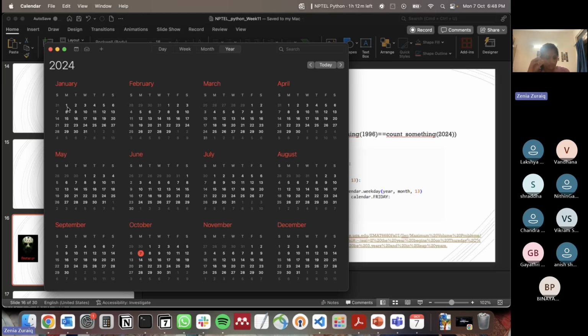So 1st of January this year is a Monday. Okay, we can see that here. 1st of January this year is Monday. What was 1st of January of 2023? Just by looking at this, you can tell actually. There is a pattern that it follows.